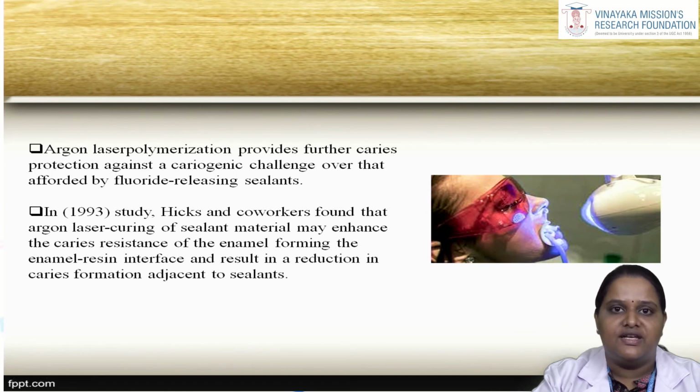Next is about the use of lasers in the field of pit and fissure sealants. Here, argon laser polymerization provides further caries protection against a cariogenic challenge over that afforded by fluoride releasing sealants. In a 1993 study, Hicks and co-workers found that argon laser curing of sealant may enhance the caries resistance of the enamel, forming the enamel resin interface and resulting in reduction in caries formation adjacent to sealants.